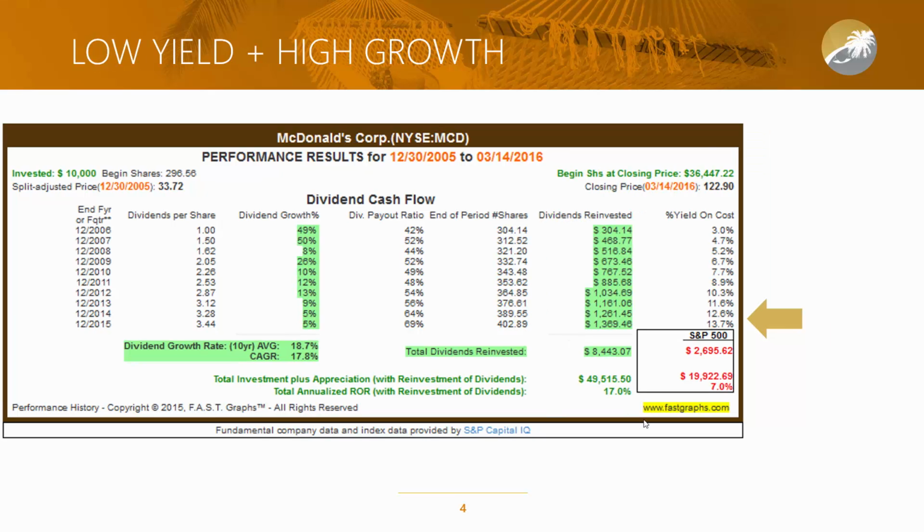And McDonald's provides the third example, simply crushing the market with its 17% annual return. This was a typical low yielder with high growth, the evidence of which you can see in the last column. The return and yield on cost numbers are much more tasty than their burgers.